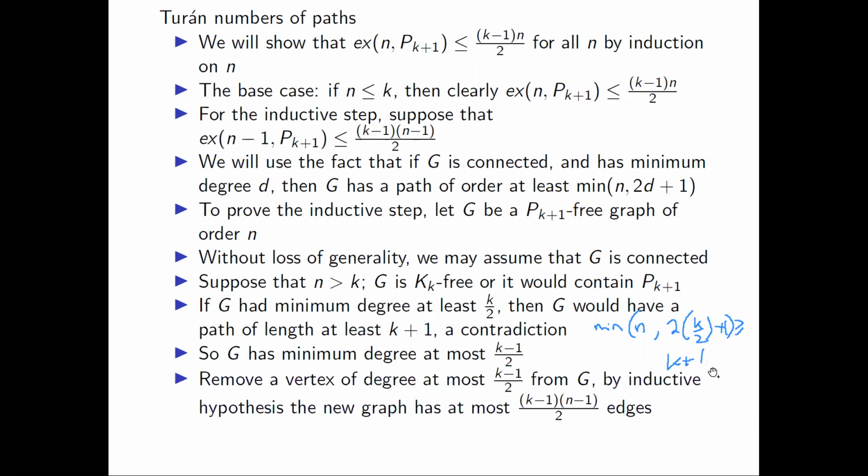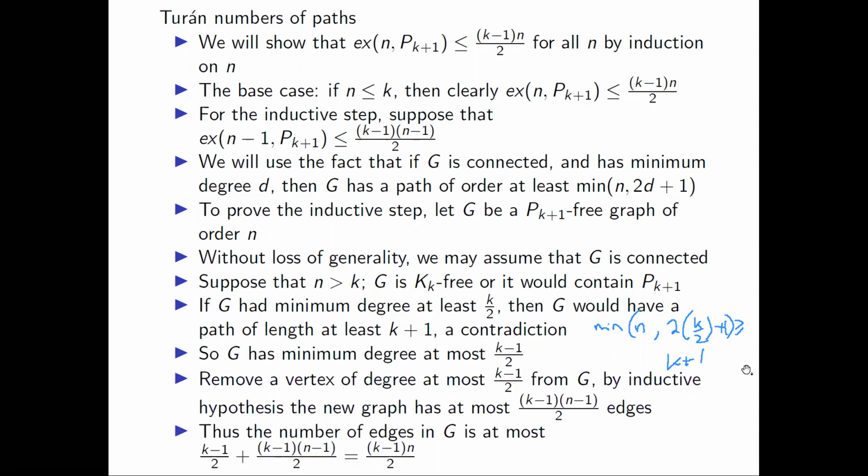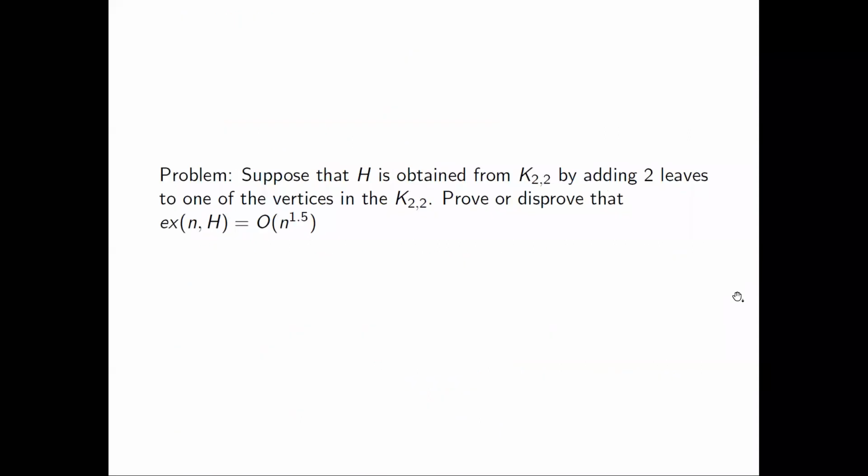That tells us that the number of edges in our original graph, the G graph, was at most k minus 1 over 2 for the degree of the vertex that we removed, plus k minus 1 times n minus 1 over 2, which is the number of edges in the graph that we obtained by removing that vertex. And when we add those two together, we get exactly what we were looking for, the k minus 1 times n over 2. So that brings us almost to the end of the video.